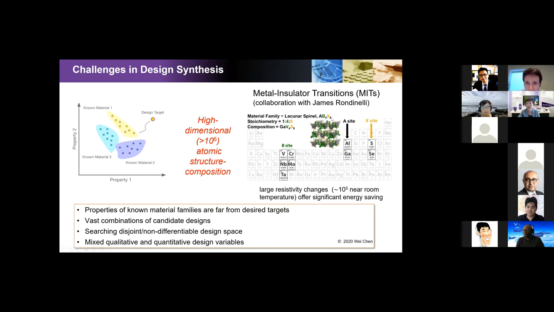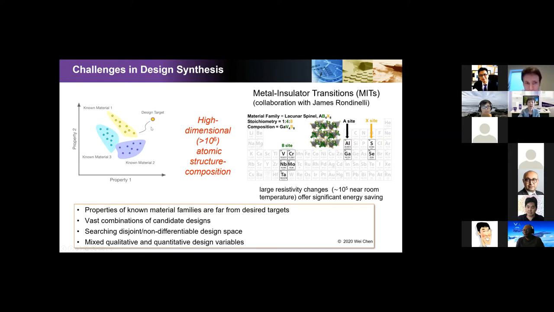And then this is the ratio of the different elements. And each location can have many, many choices in this chemistry table, right? So it's a combinatorial problem, right? If you combine all the possibilities, it's millions, billions of choices. So I call this problem finding the needle in the haystack, right?